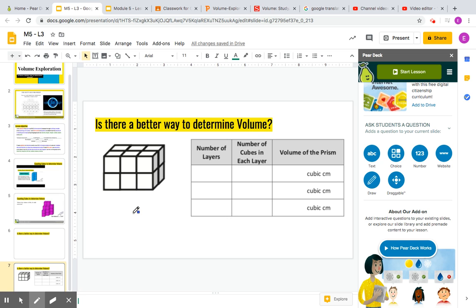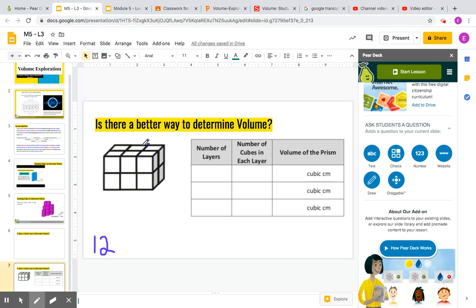So I could count the cubes in that structure to figure out the volume. If I count them, I can count 1, 2, 3, 4, 5, 6, 7, 8, 9, 10, 11, 12. If I count all the cubes, I get 12. However, counting cubes isn't always the best or most efficient method.